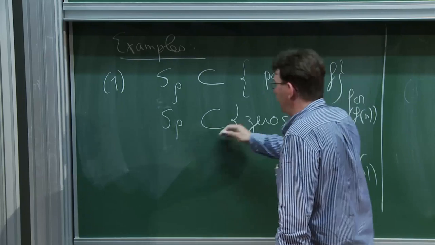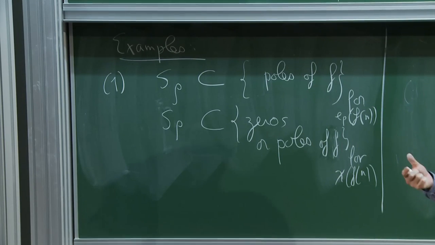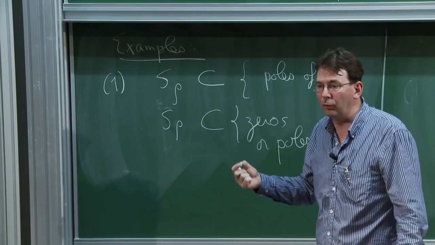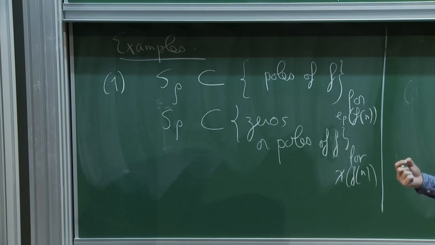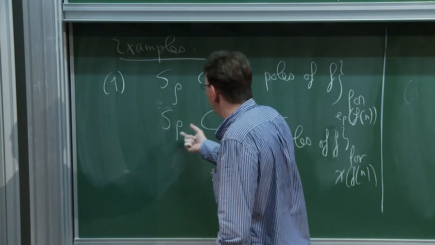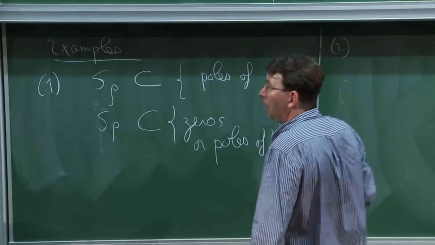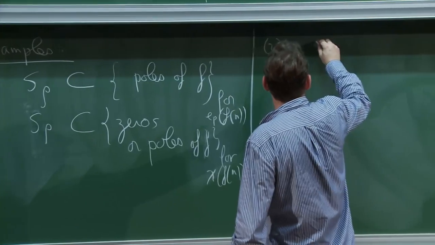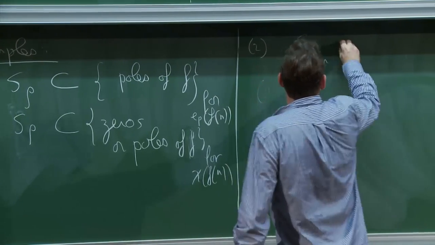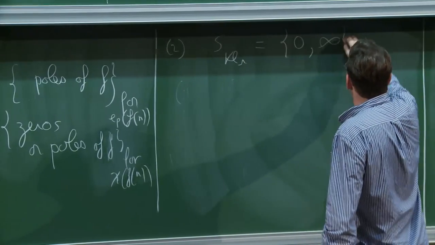To see an example where it's not equality here, if you have a double pole and a character of order 2, so double pole means you have a factor, let's say, 1 over (x minus alpha) squared, and this is not ramified for the quadratic character. One can be more precise, but it's enough for the moment. For Kloosterman sums, it's 0 and infinity.